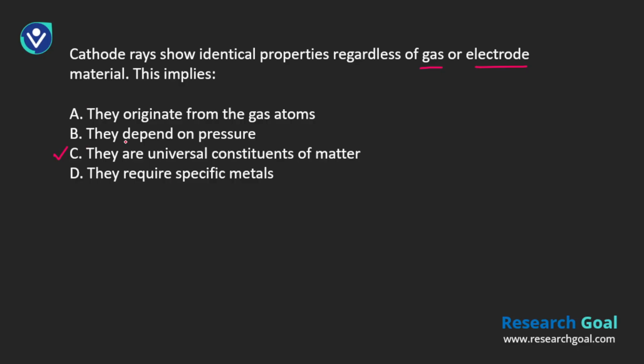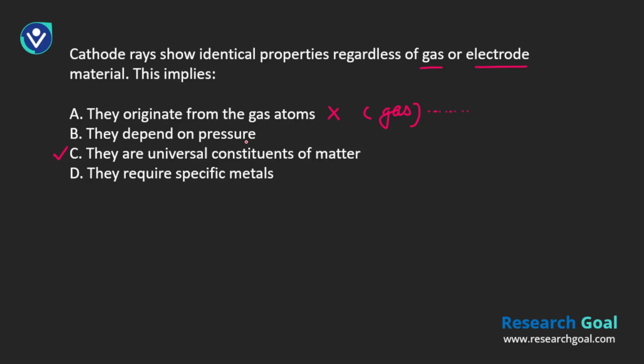Starting from A, they originate from the gas atoms. Now, why is this option incorrect? Because cathode rays are not originating from gas. Nothing to do with gas. You put any kind of gas, you're going to have the same kind of cathode rays coming from the cathode itself. So that option is incorrect.